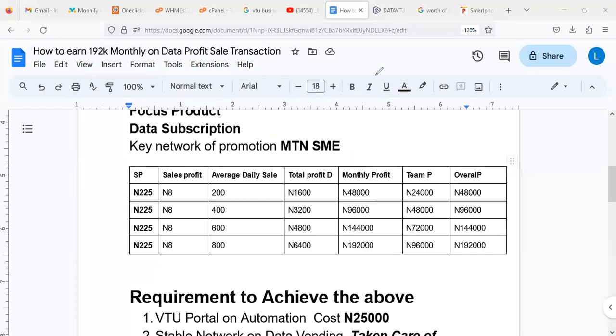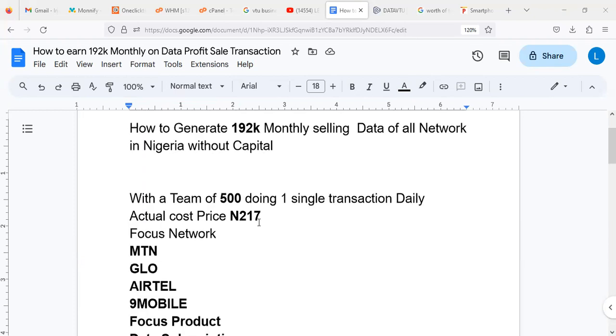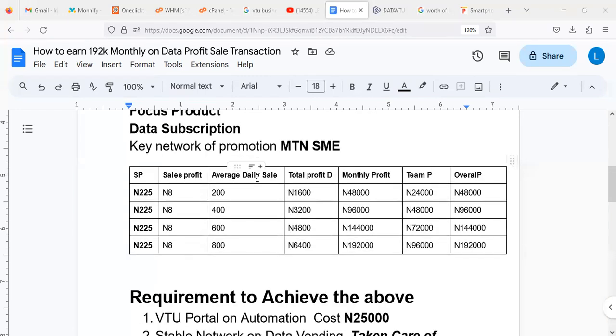So let's start right away. Now, we are looking at this table critically, because this table is what's going to give us that amount of money, which we state in the title of the training, which is 192K a month. So pay attention to the analysis of this table. Now, from this place, you see the SP.